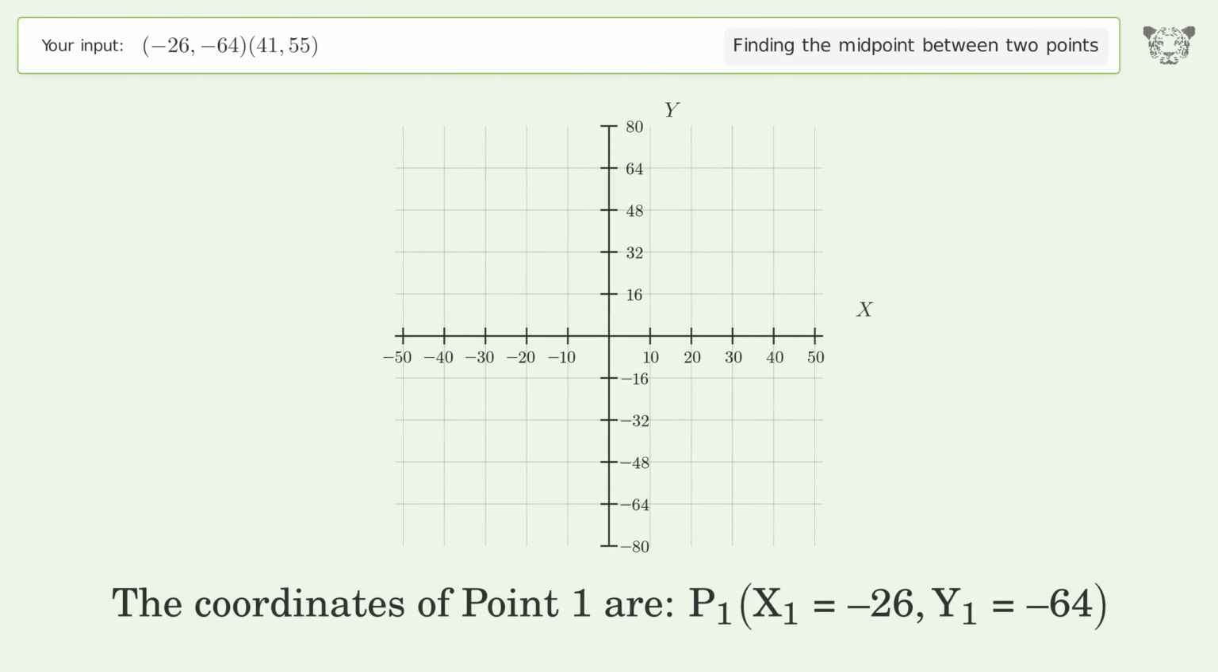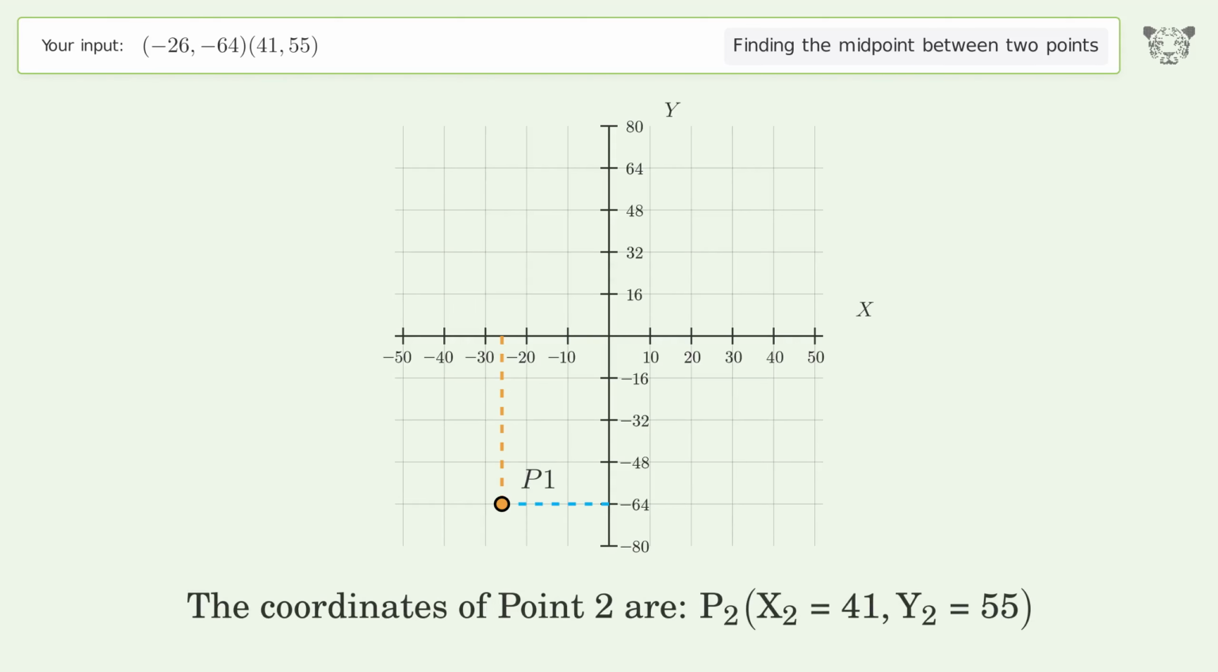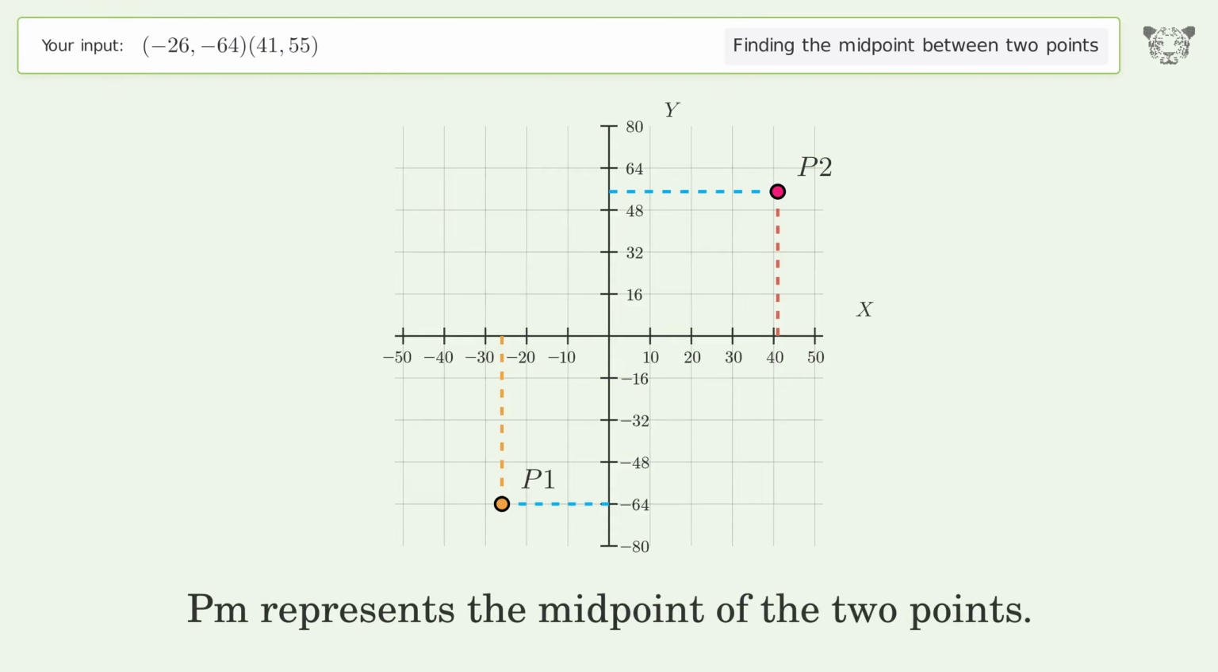The coordinates of point 1 are x1 equals -26, y1 equals -64. The coordinates of point 2 are x2 equals 41, y2 equals 55. PM represents the midpoint of the 2 points.